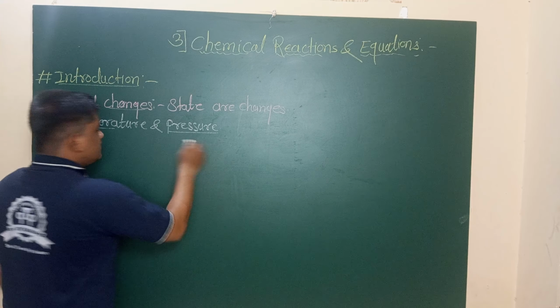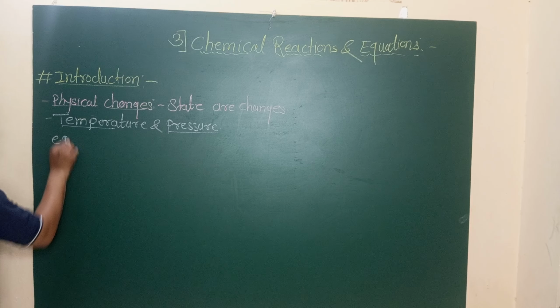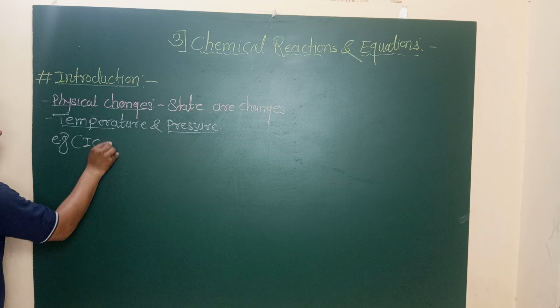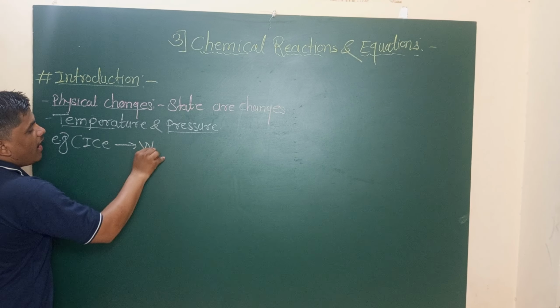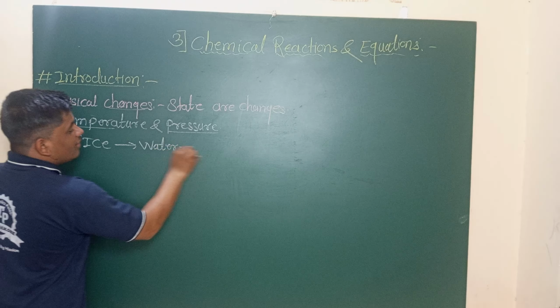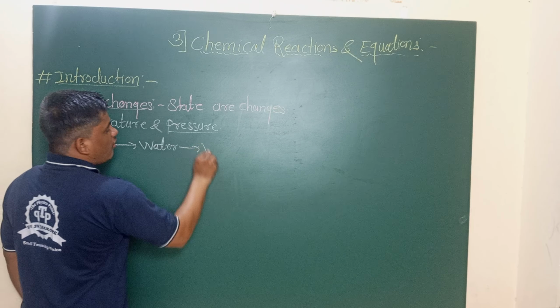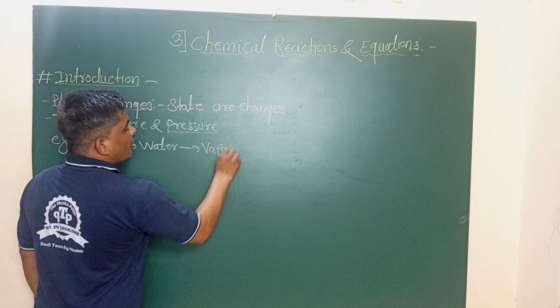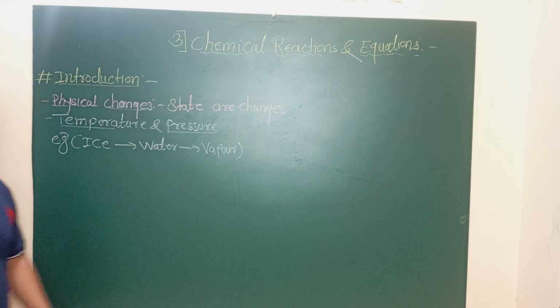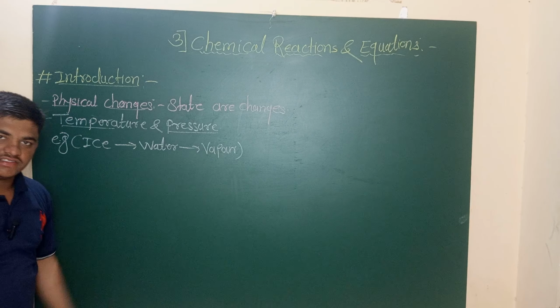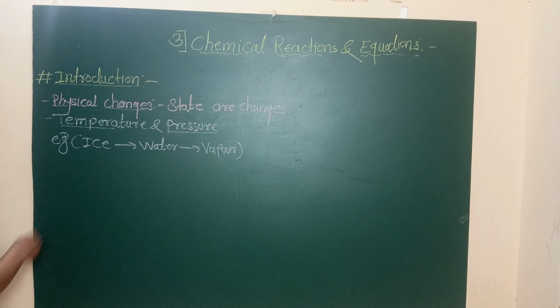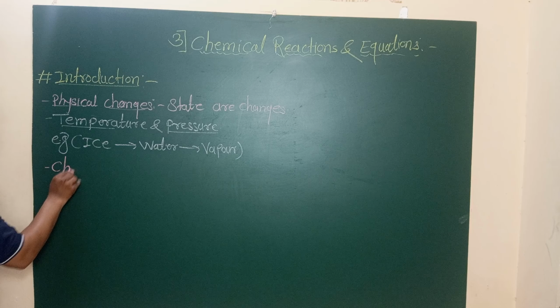For example, ice changes. Ice is converted into water, and water is also converted into gas or vapor. These changes are called physical changes. What is the next one? Next is chemical changes.